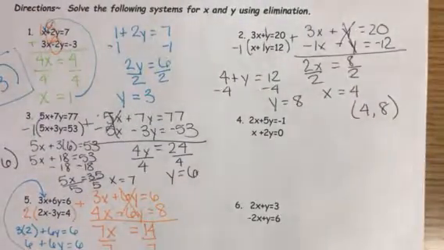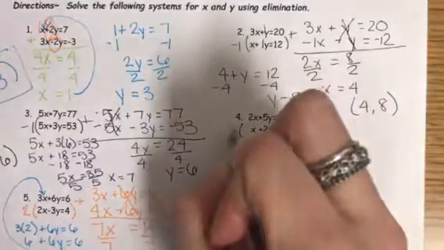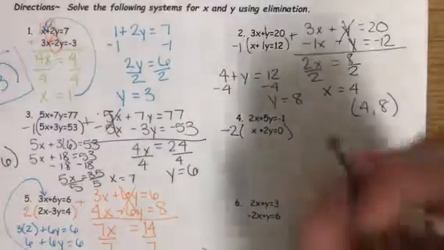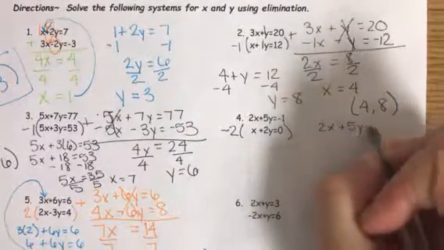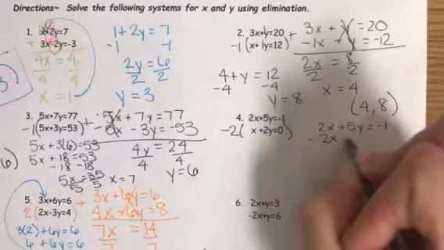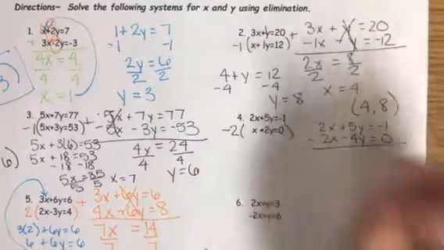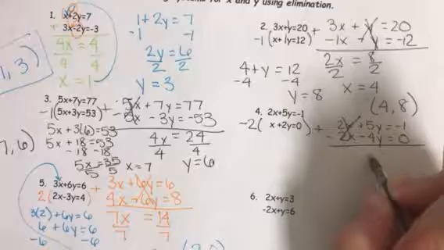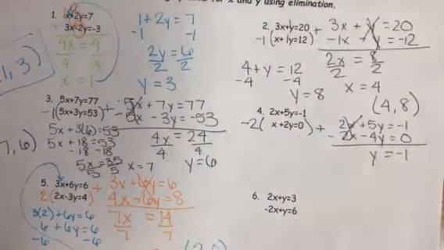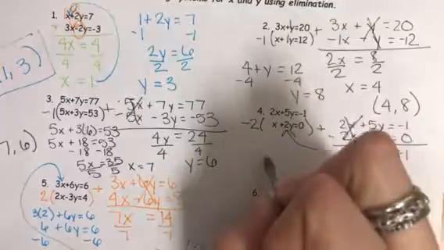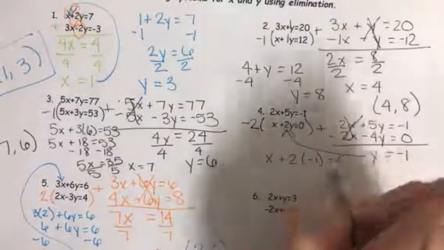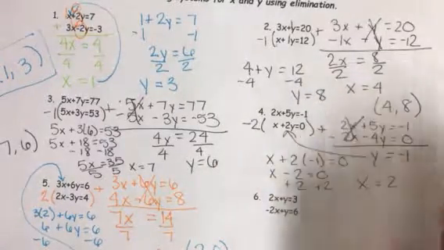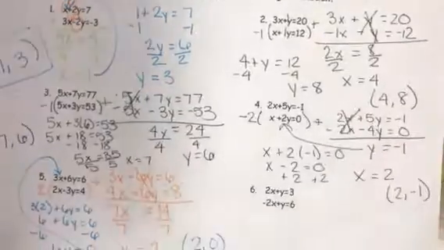Number 4 does not have any matching coefficients, so we're going to need to multiply. I'm going to multiply by a 2 to make my x's match, but because they're the same sign, I'm going to multiply by a -2. So my top equation is going to stay the same. I did multiply through here, but -2 times 0 is still just 0. So it tells me y equals -1. Plug that y back in. I get x equals 2, so I have 2, -1.